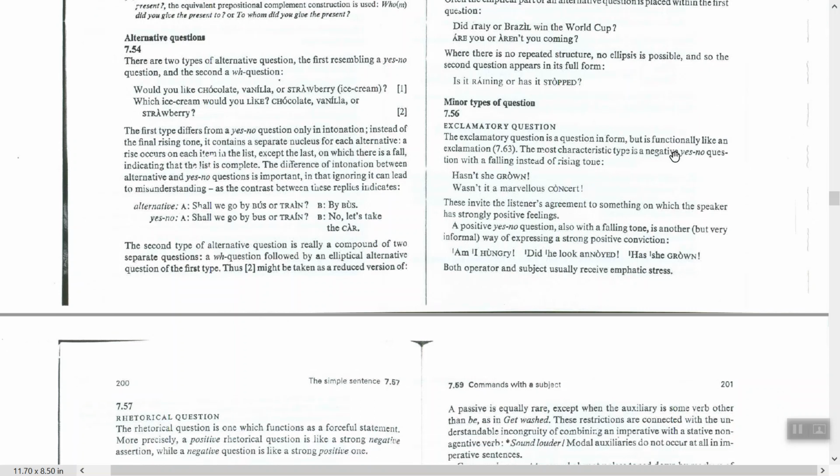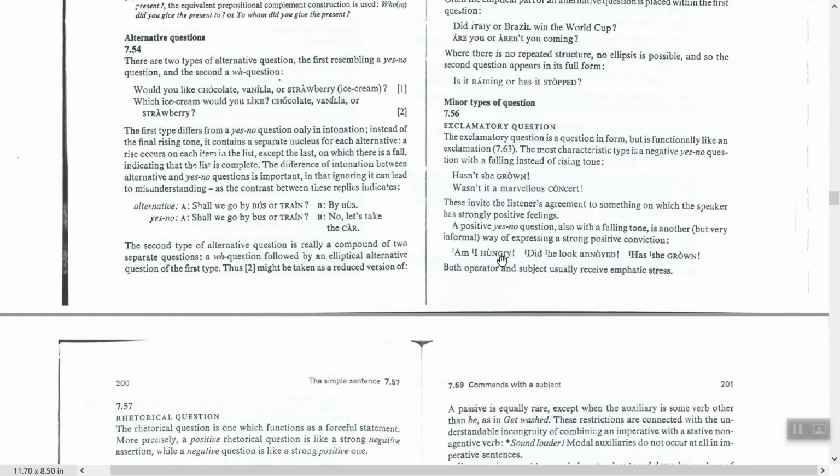So this is number one, negative yes/no question. Here it's negative. We have not. Easy, you know. And positive yes/no question, also with falling tone. So both of them with falling tone, but informal. This informal way of expressing a strong positive conviction. Okay, when you are convinced, strong positive conviction.